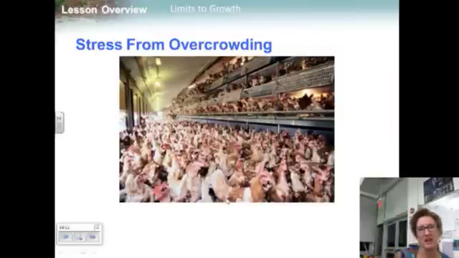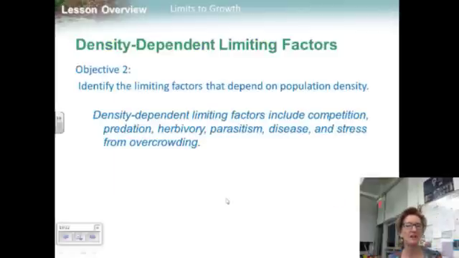Okay, stress from overcrowding. Some species fight amongst themselves if overcrowded. Too much fighting can cause high levels of stress, which can weaken the body's ability to resist disease. In some species, stress from overcrowding can cause females to neglect, kill, or even eat their own offspring. Stress from overcrowding can lower birth rates, raise the death rates, or both, and it can also increase rates of immigration. So objective 2 was to identify the limiting factors that depend on population density.